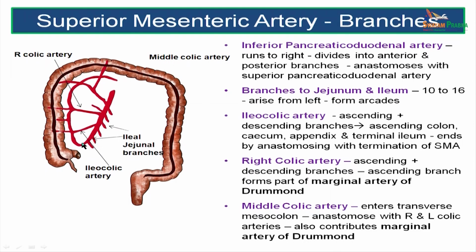Then it proceeds to go down to the ileocecal region and terminate by anastomosing with a branch called the ileocolic artery. Another branch from the right side is the right colic artery, and then there is the middle colic artery. The right colic artery supplies portions of the ascending colon, also portions of the appendix. The middle colic artery supplies portions of the transverse colon and anastomoses with branches of the inferior mesenteric artery.